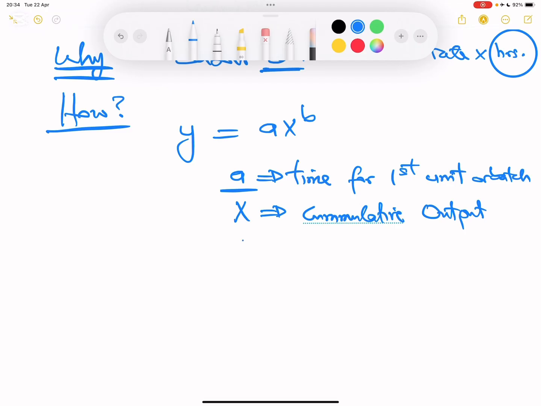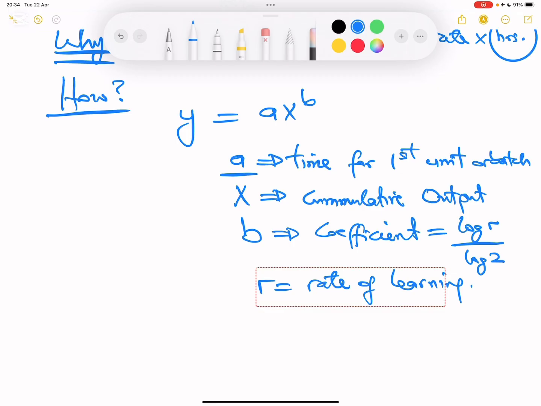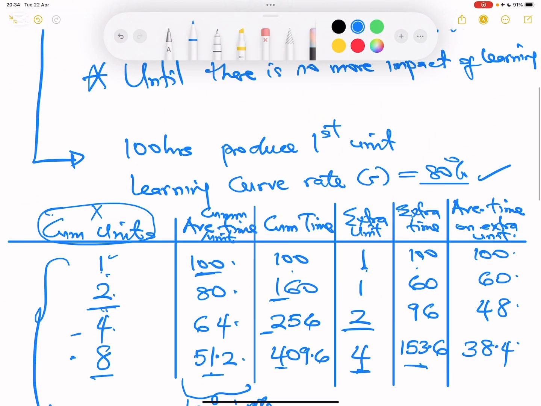And b is called the learning curve coefficient. This is a coefficient which you won't find anywhere, but you have to calculate it, and it is calculated as log r divided by log 2. Some mathematics there. r, you already know, is your rate of learning. So you're learning at, for instance, 80% in the example that I gave you initially.